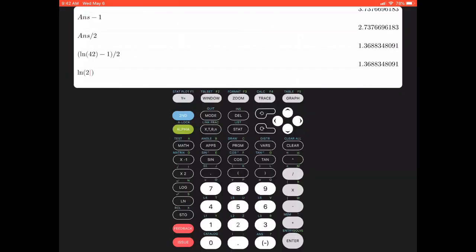So natural log of 2, and I'm ending my parenthesis, and then times 2. Okay, now if you want, you can do the natural log of 2, get the answer, and then multiply by 2. But notice we still have the answer of 1.39.